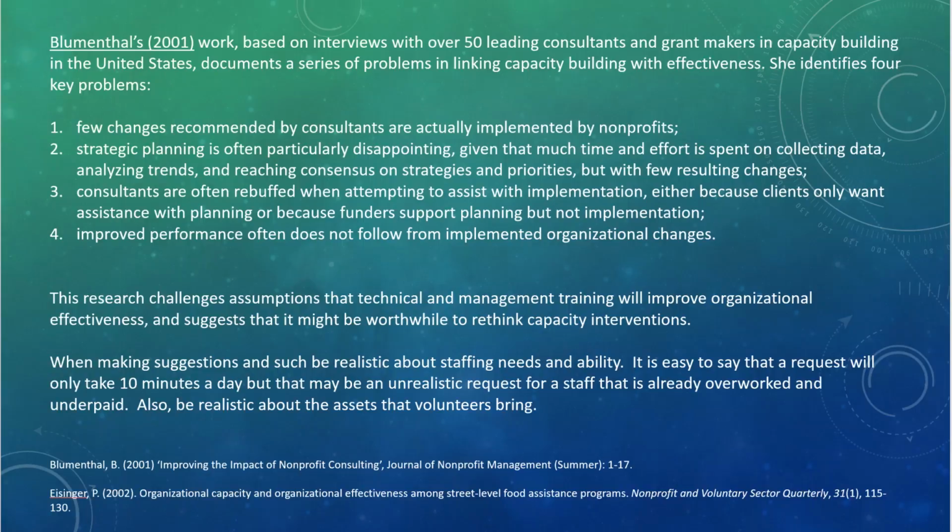And so this research challenges the assumption that technical and management training is needed. And again, we get back to the ideal that it's not necessarily about whether or not we have the skills, it's whether or not we have the time to implement these things. So when you're doing your SWOT analysis, you need to be very realistic about what it would take to implement the things that you're talking about.